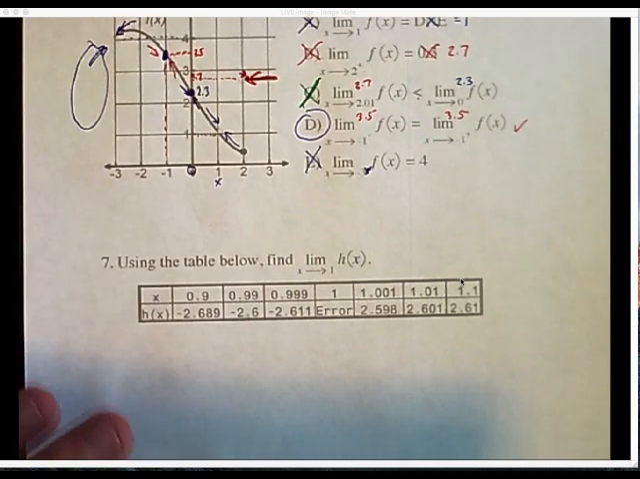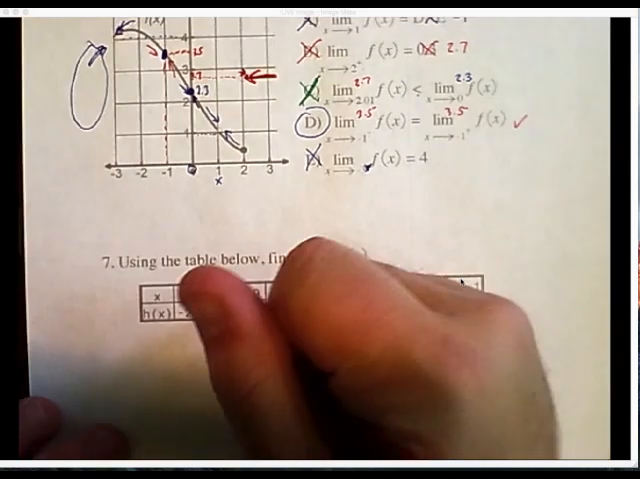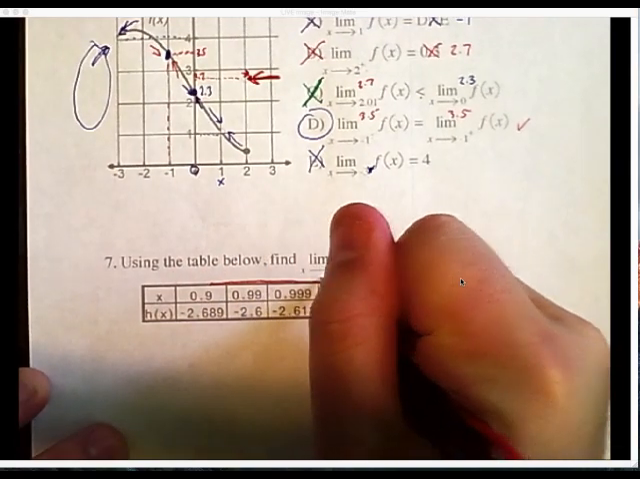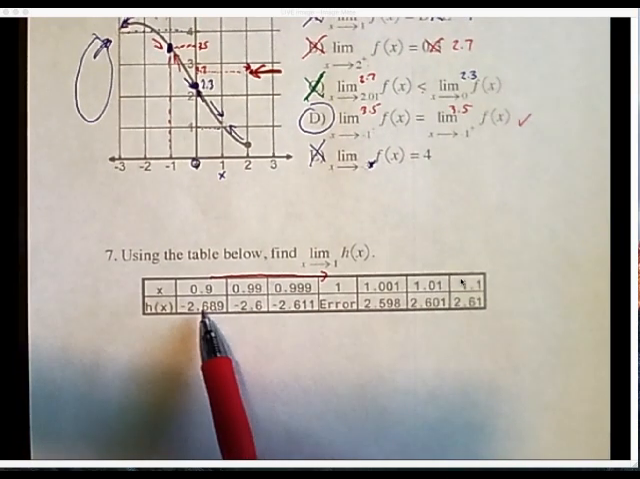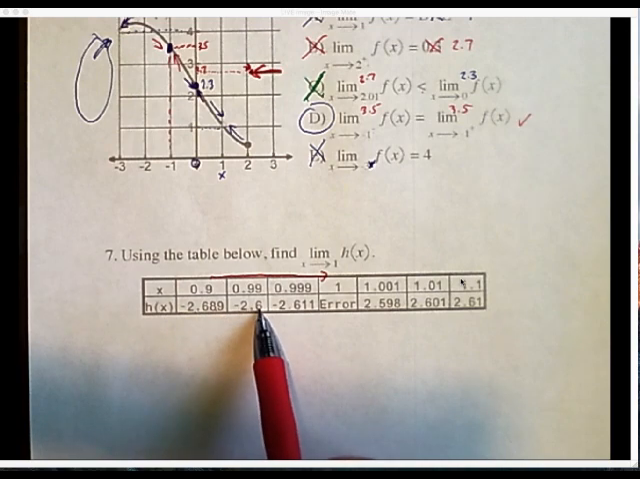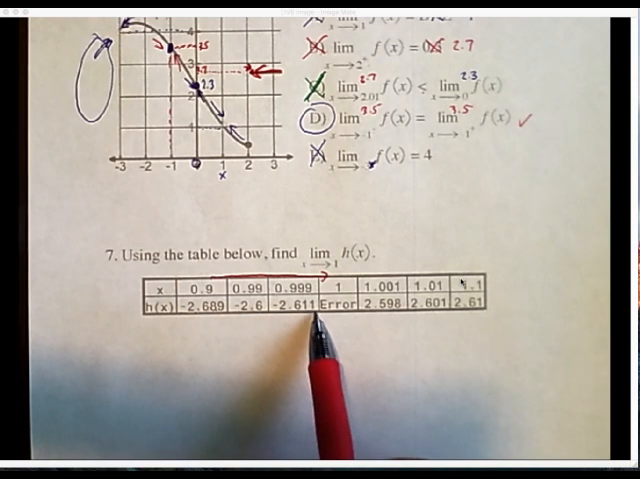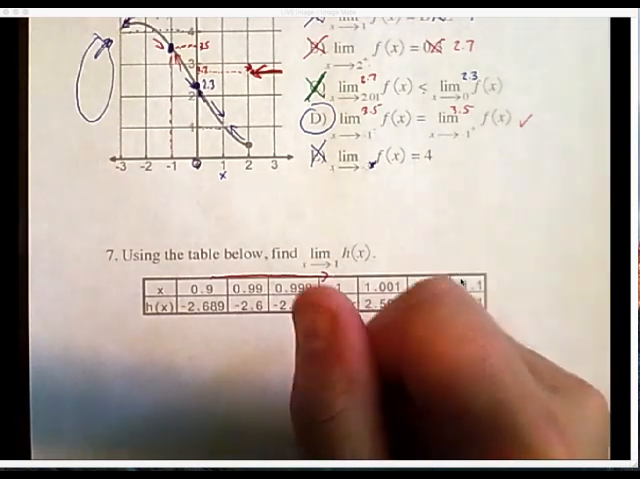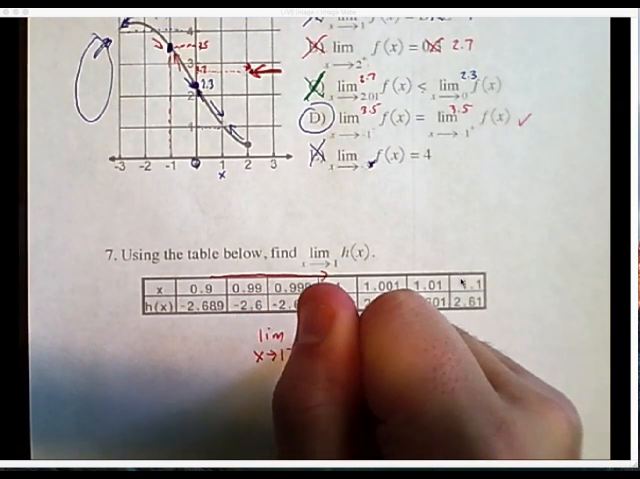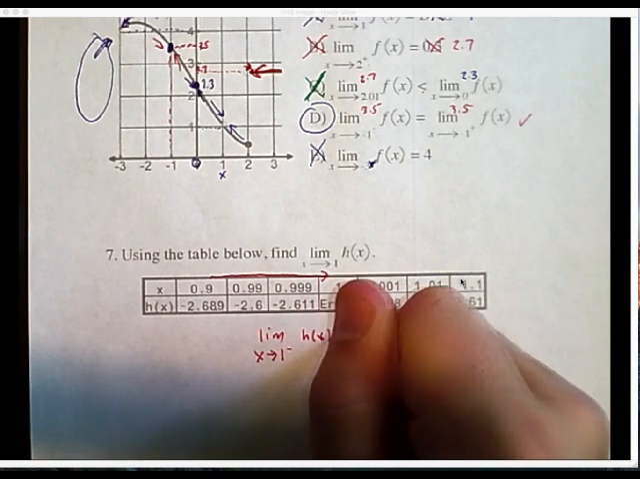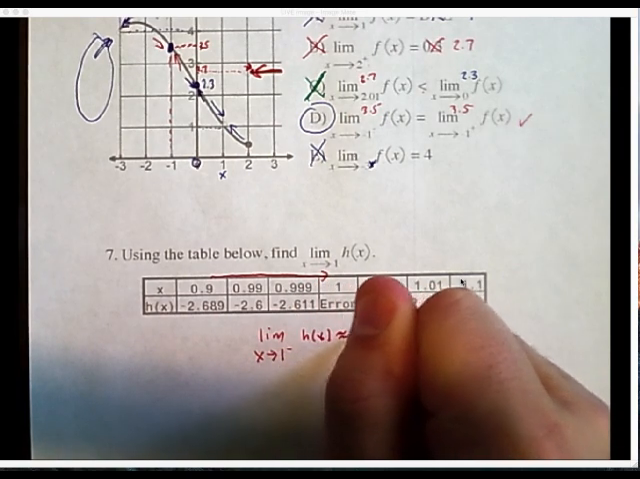Okay. So part 7 says using the table below, find the limit as x approaches 1. So let's think about it. As I'm coming in close to 1 from the left, look at these numbers: -2.689, -2.6, -2.611. So I think the limit as x approaches 1 from the left would equal about negative 2.6.